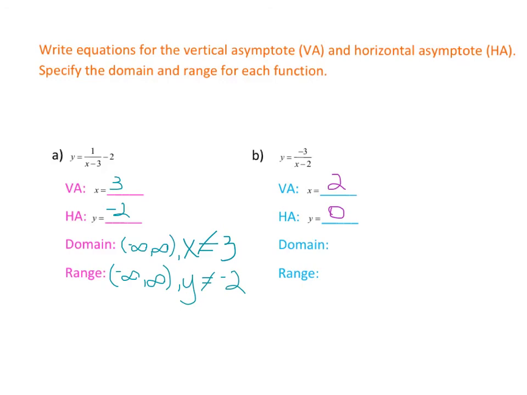Now let's find our domain. Well, we already know that our domain is going to be from negative infinity to positive infinity, except that x cannot be 2. It cannot equal 2. And for our range, it is also going to be negative infinity to positive infinity, and y cannot be 0.